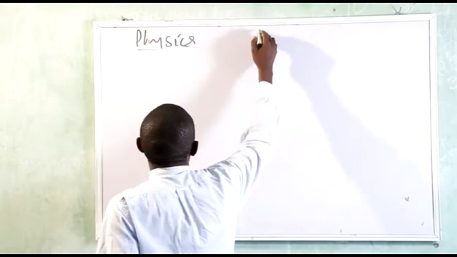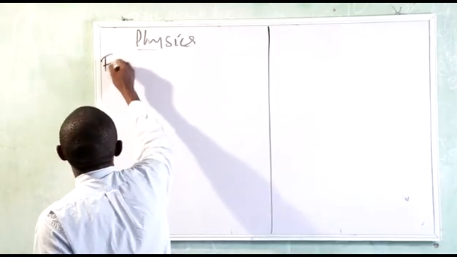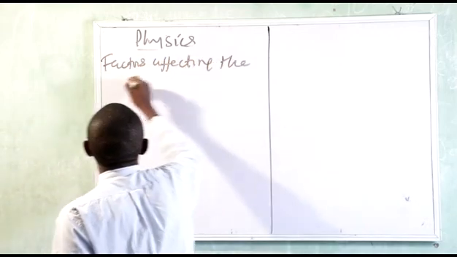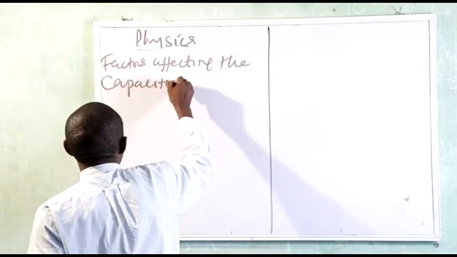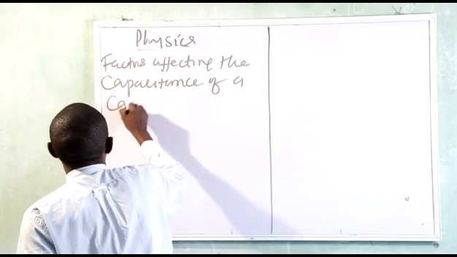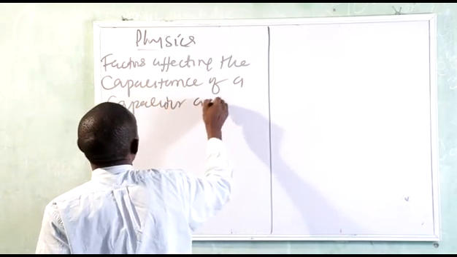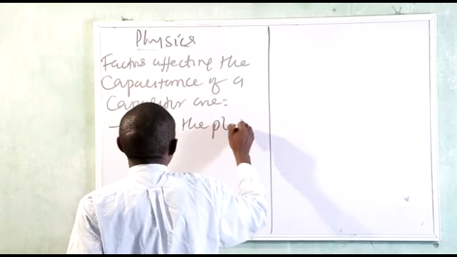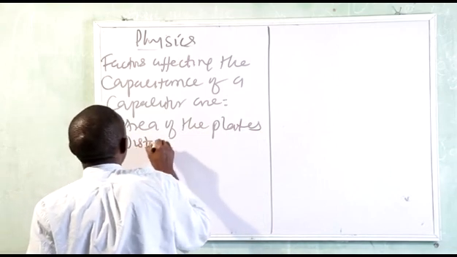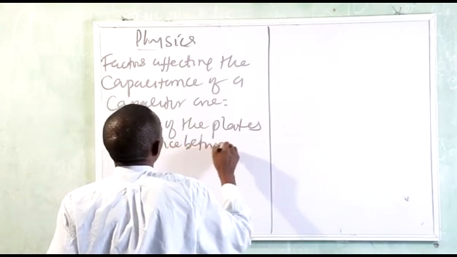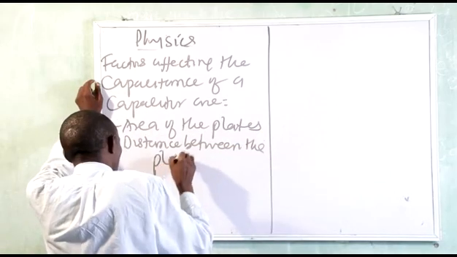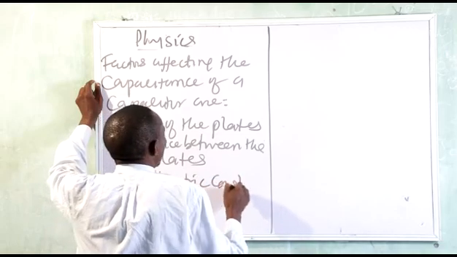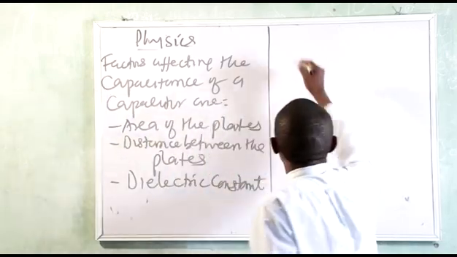The factors affecting the capacitance of a capacitor are the area of the plates, the distance between the plates, and the dielectric constant. Now let's see the variation mathematically by what we have seen.